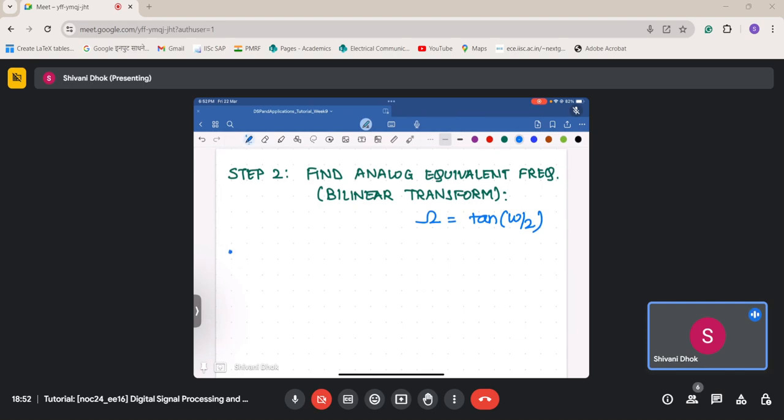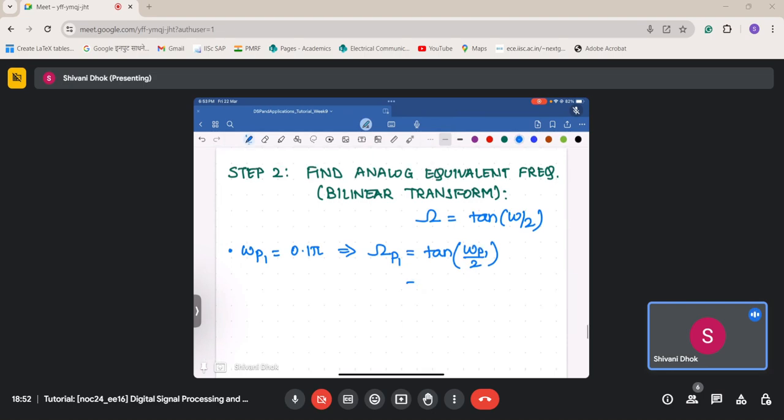So first thing that we had was omega P1, and this came out to be 0.1 pi. So corresponding to this, we will have capital omega P1, which is equal to tan of small omega P1 upon 2, which is tan of 0.1 pi by 2. So keeping your calculators in radian mode, this comes out to be equal to 0.1584.